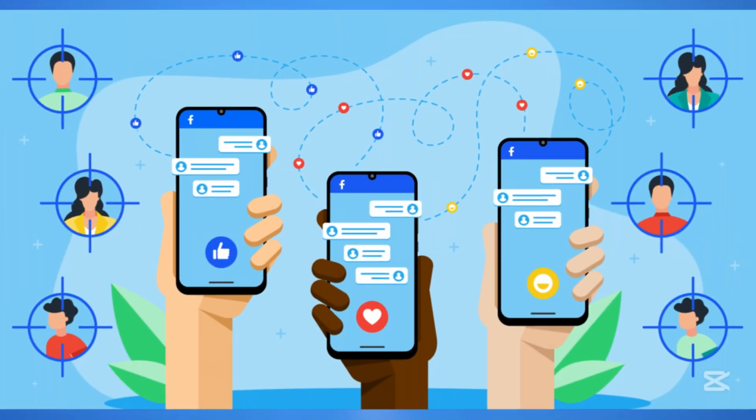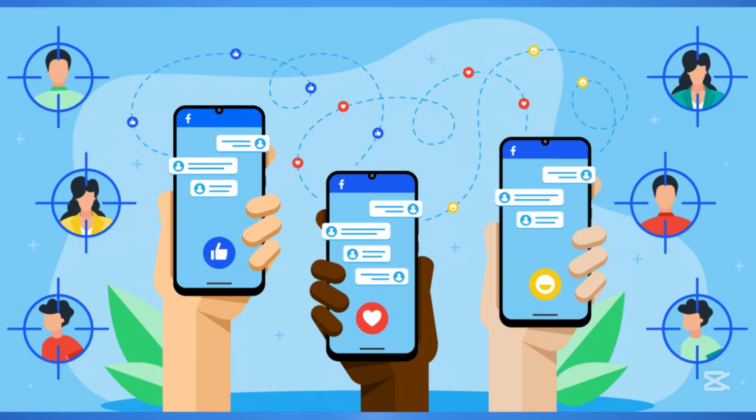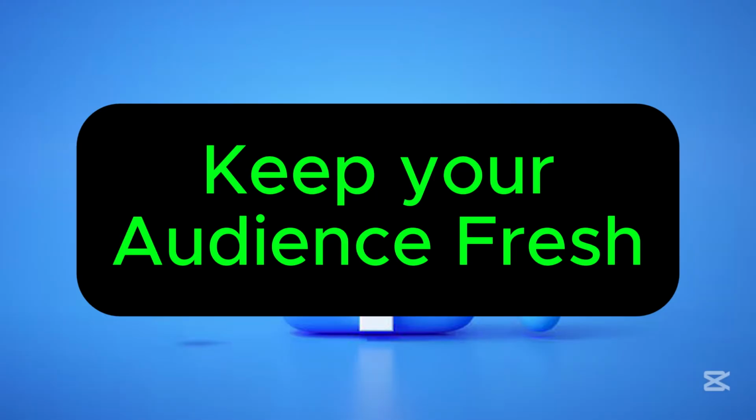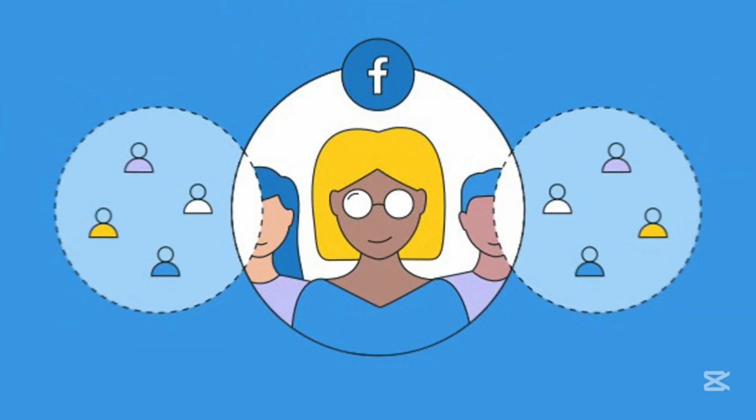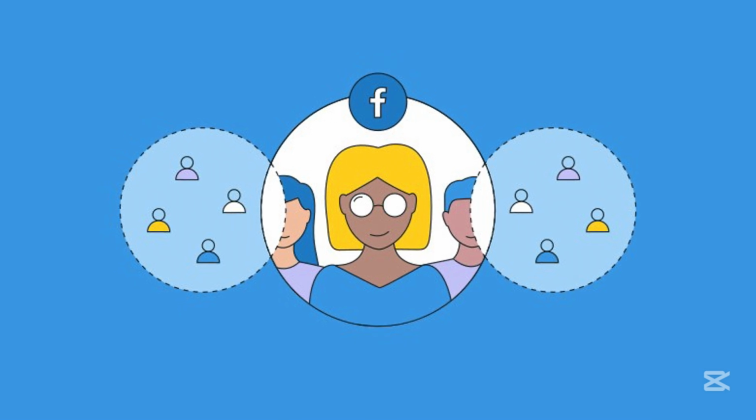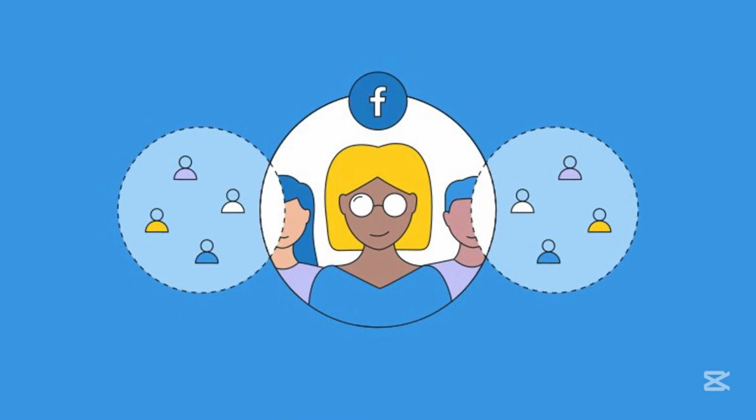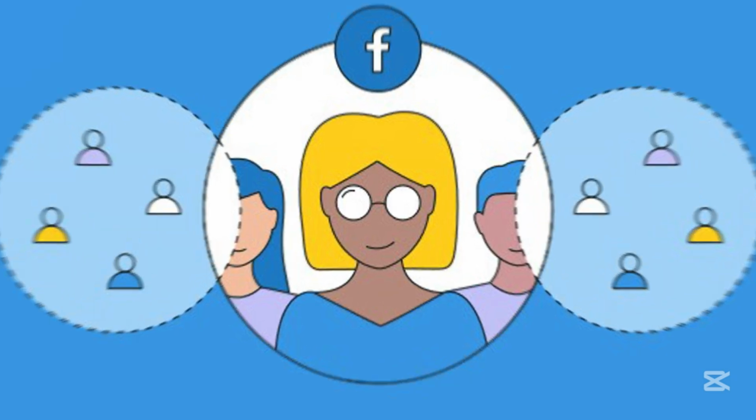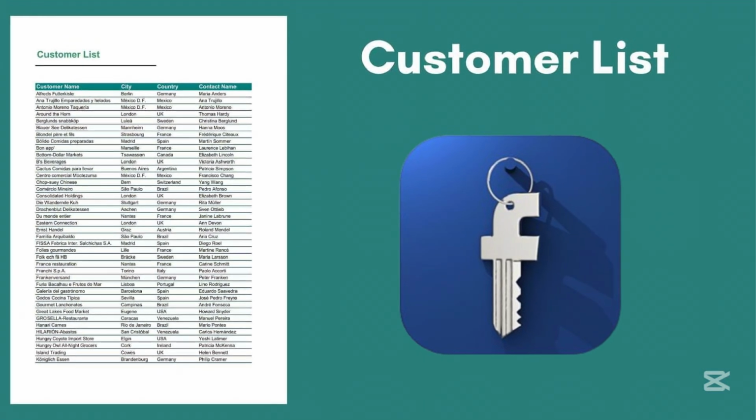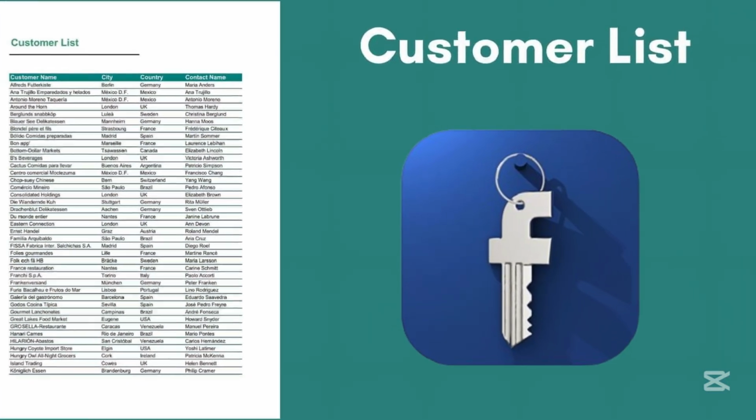Here are 3 tips you must know to maximize your custom audiences. 1. Keep them fresh. Update website audiences every 30 to 90 days. Stale lists hurt relevance. For customer lists, re-upload monthly to capture new buyers.